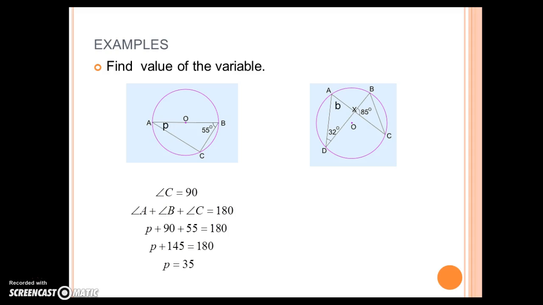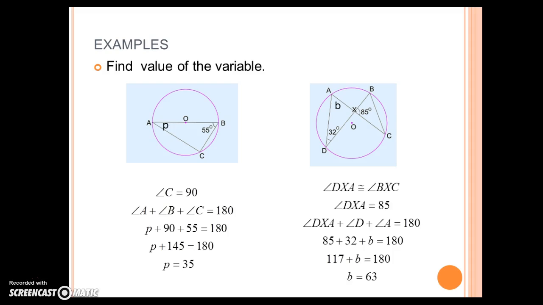And last but not least, angle X, or DXA. And it's hard to tell where that X is. We're not finding X, we're finding angle B. So if we look at this example, DXA and BXC are vertical angles, therefore they're congruent. So I know DXA is also 85 degrees.